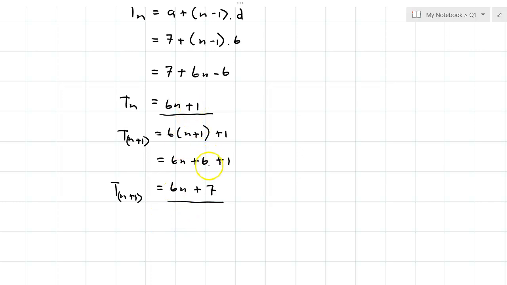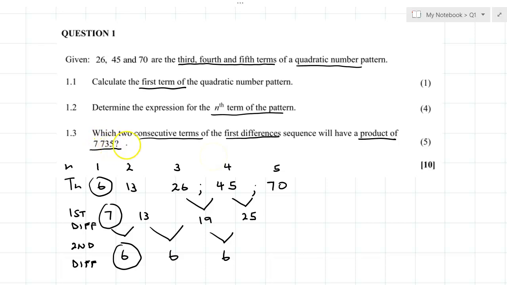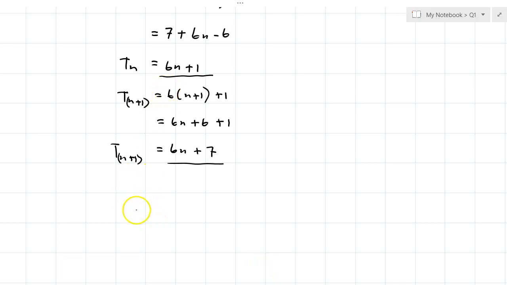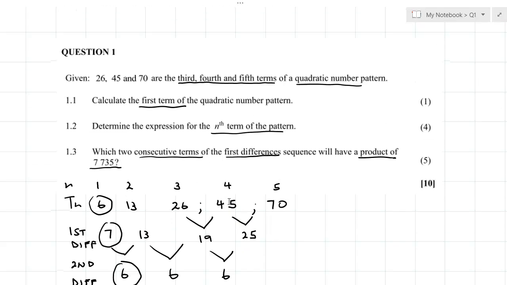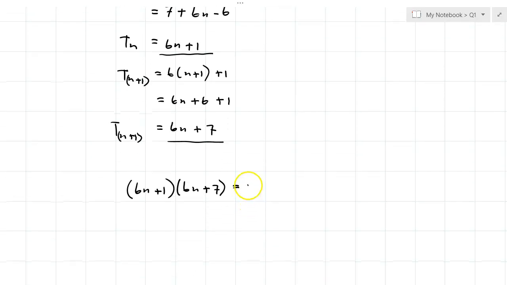So this is what we require, Tn and Tn plus 1. They're saying that the product of these two terms must equal 7,735. So therefore, we now need to multiply these two terms. So we're going to end up now with 6n plus 1 times 6n plus 7 equals 7,735. So let's open out these brackets.